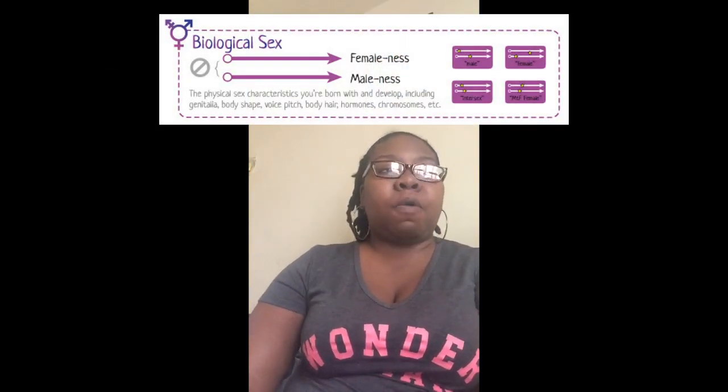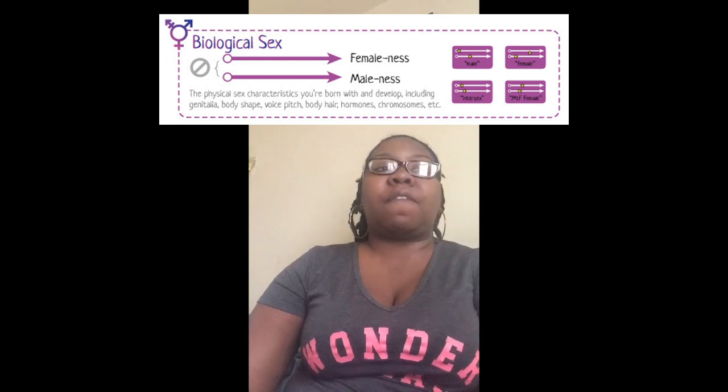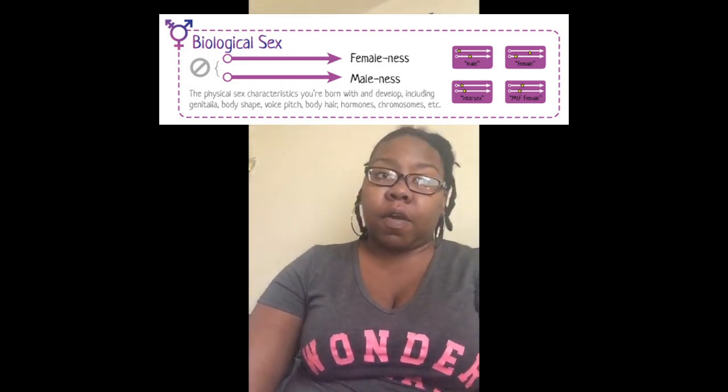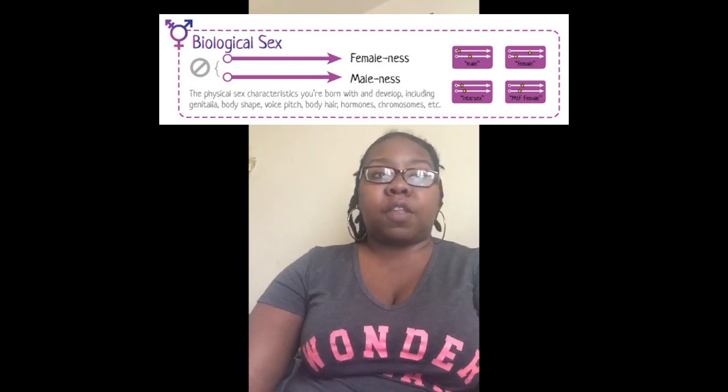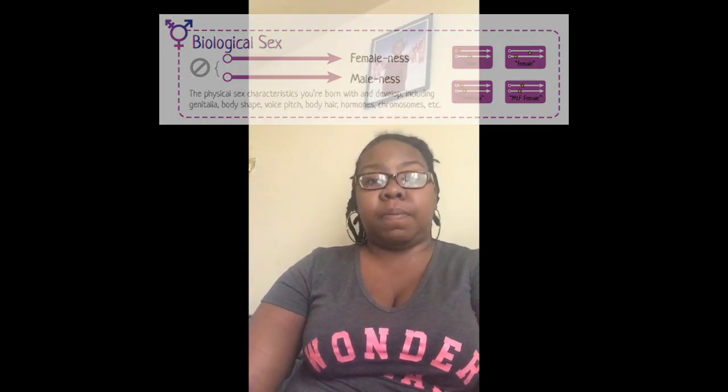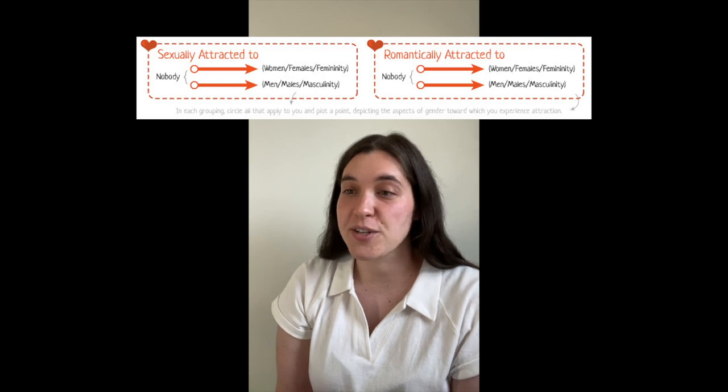Now let's look at biological sex. Biological sex is categories, male, female, to which people are typically assigned at birth based on physical characteristics, for example, their genitalia or their private parts. Some people may be assigned intersex when their reproductive, sexual, or genetic biology does not fit the traditional definitions of male or female. Let's move on to the last 2 definitions, sexual and romantic attraction.